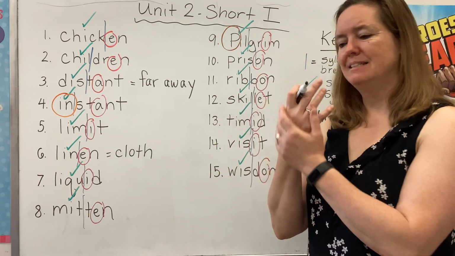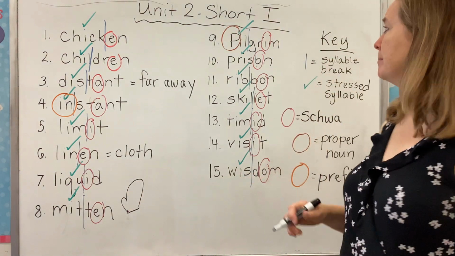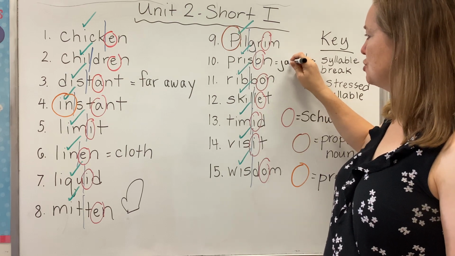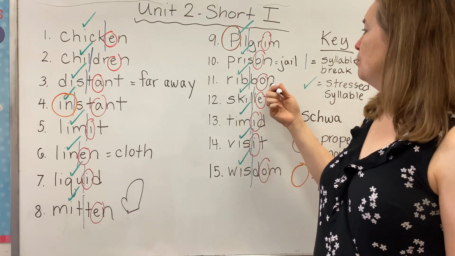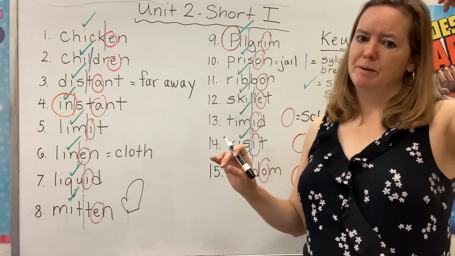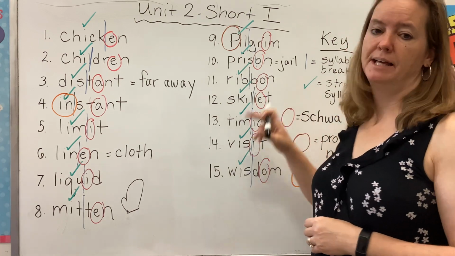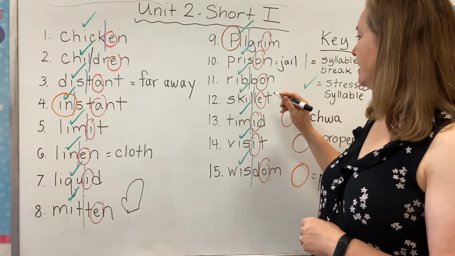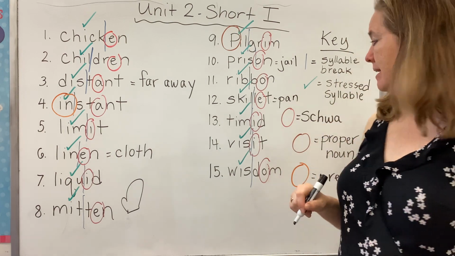A mitten, something you put on your hand, right, to keep you warm when you play in the snow. We talked about pilgrims. Prison, that would be like a jail, a place people go when they're charged with a crime. A ribbon is like a little piece of cloth. A girl might tie ribbons in her hair, or there might be ribbons on her dress. Could also be like a blue ribbon, something you win in a contest. A skillet is another word for a pan. It's a type of frying pan.